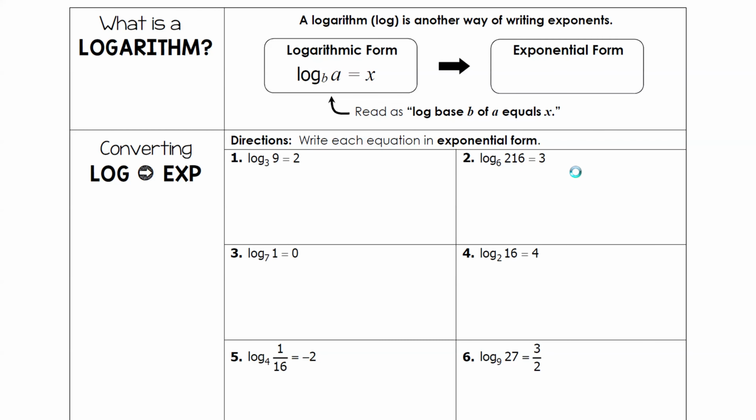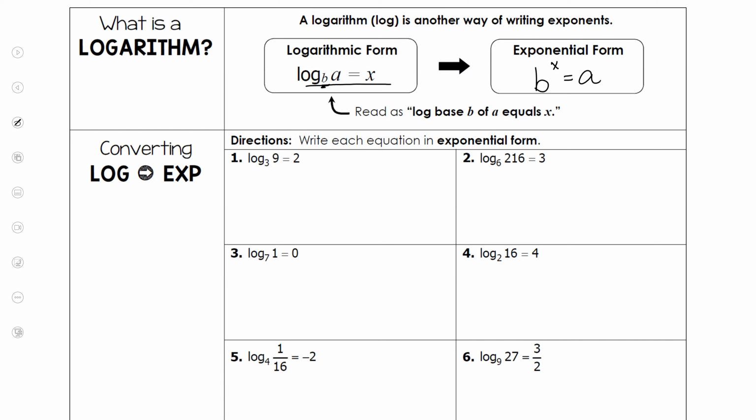Today we are learning logarithms. And what is a logarithm? This is a logarithm, and it is read log base b of a equals x. A logarithm is just another way of writing exponents, okay? So when it says log b, that is your base of the exponent. X is the exponent, and a is going to be your answer.